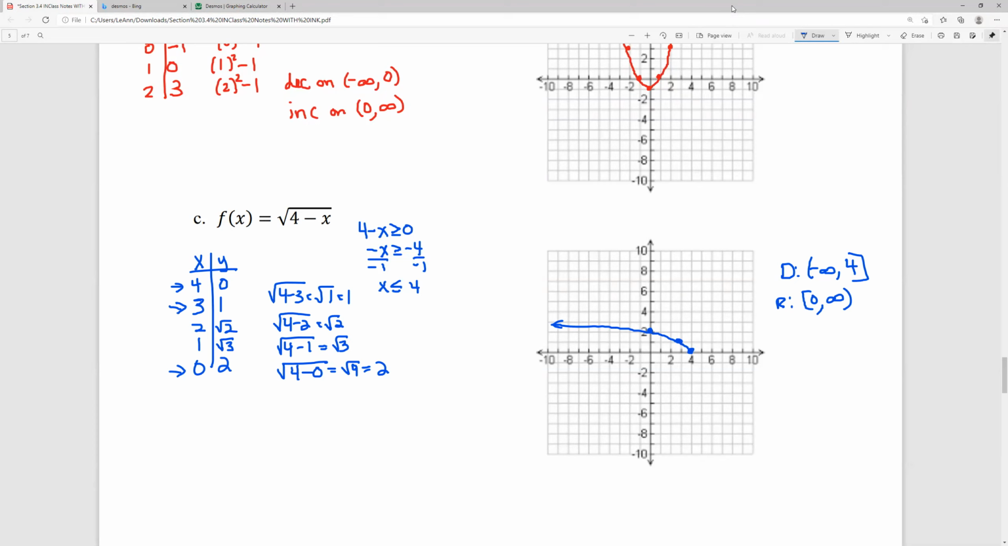Okay, and then is it increasing, decreasing, or constant? Well, this is continually sliding down the y values. So the y values start higher and they go down as we go left to right. So this is decreasing on its entire domain. And again, parentheses indicate we don't include that endpoint.